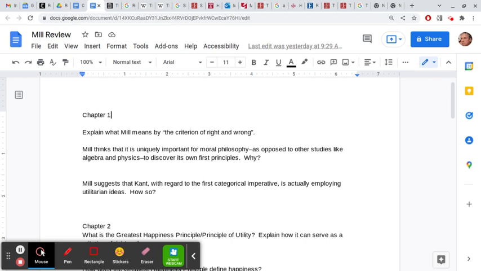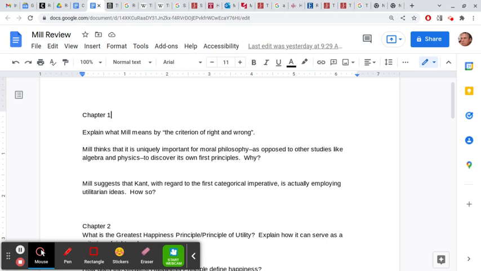What he is saying in the opening of this chapter is that this has been a matter of dispute for a long time amongst philosophers. That is, what is the criterion of right and wrong? And he means to supply it. He means to say what it is, the real one, to specify it.